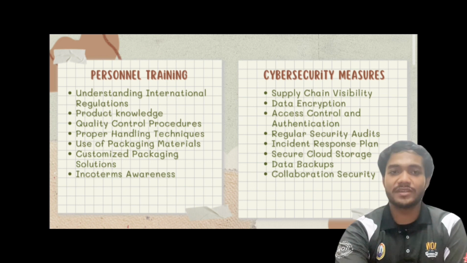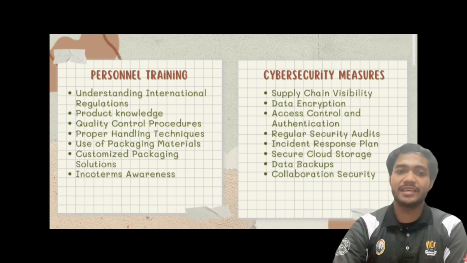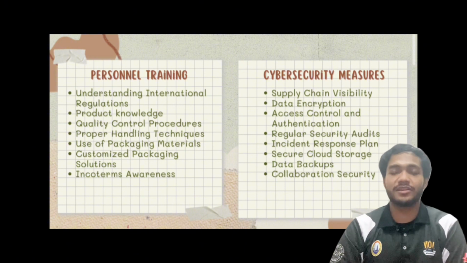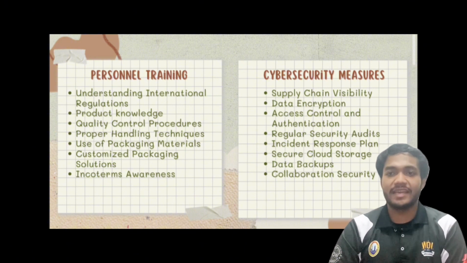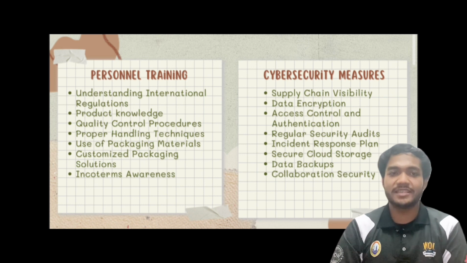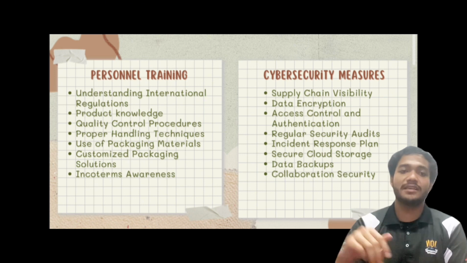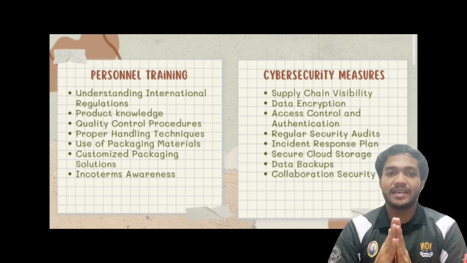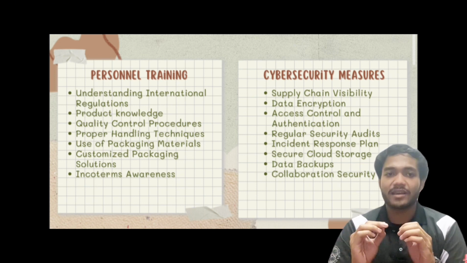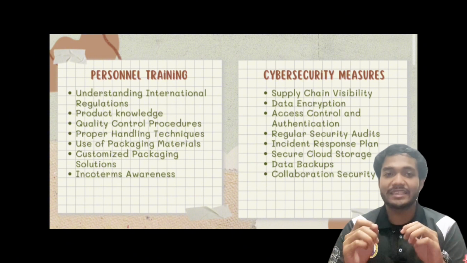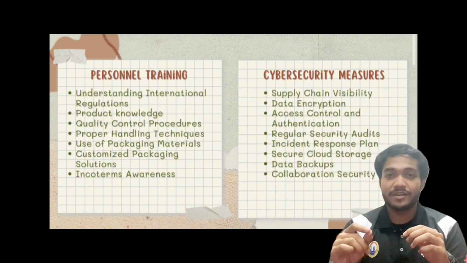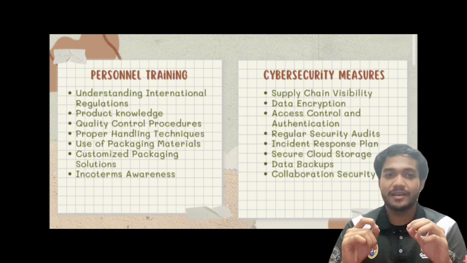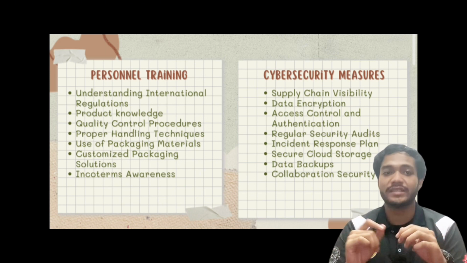Now we move to the cyber security measures. In these cyber security measures, they have 8. I will explain from supply chain visibility until collaboration security. For supply chain visibility, they must keep track of your shipment in real time. For data encryption, it will protect your information with strong codes.